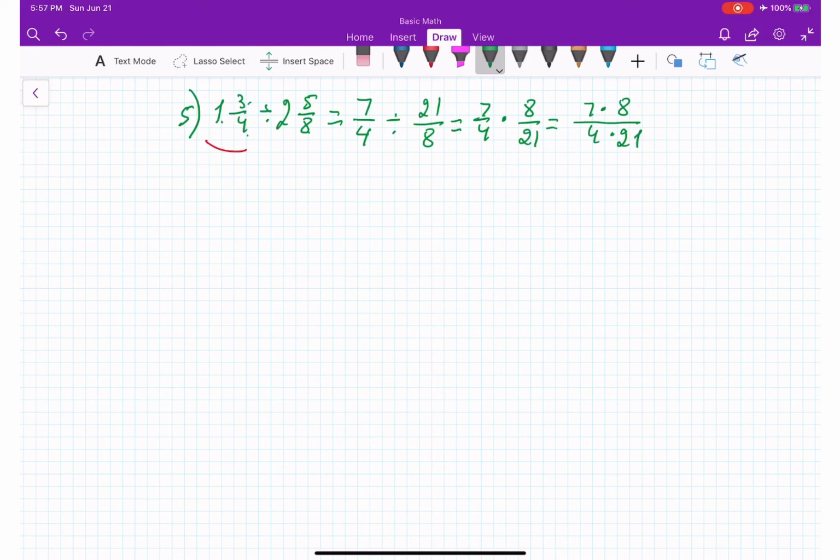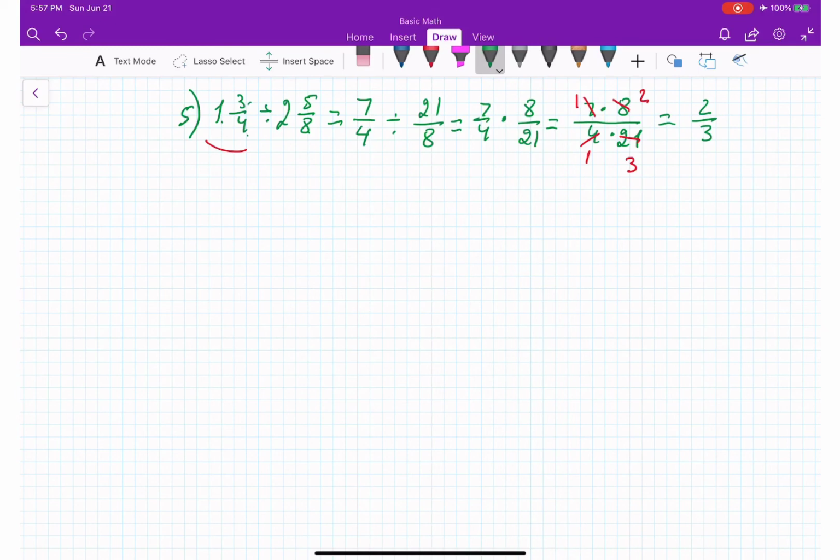So 7 and 21, I can both of them divide by 7, right? 21 by 7 is 3. 8 and 4, I can divide by 4. This is 1. This is 2. And the answer is 1 times 2 is 2. 1 times 3 is 3.